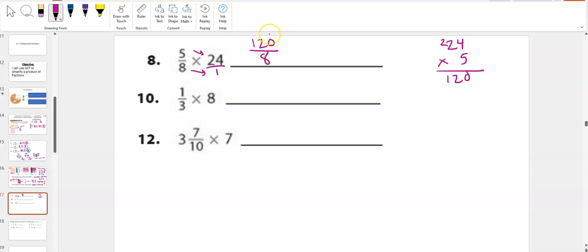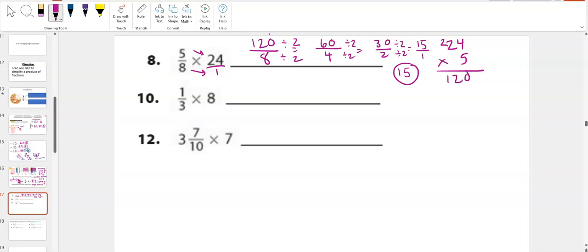Okay, and now I have to figure out how to simplify this. So I do know 2 goes into them evenly, so let's start there. This is going to be 60 over 4. Oh, I can go by 2's again. 30 by 2. I can do 2's again. So 8 went in evenly. And that's going to be 15 total. So my answer is just 15.